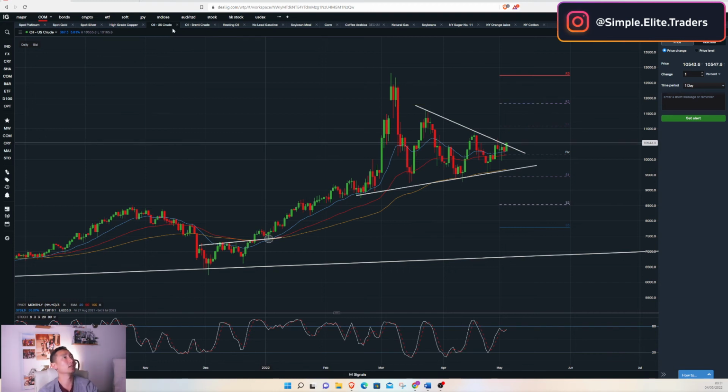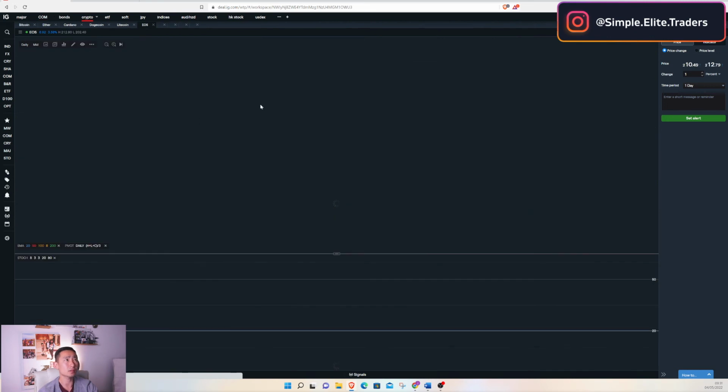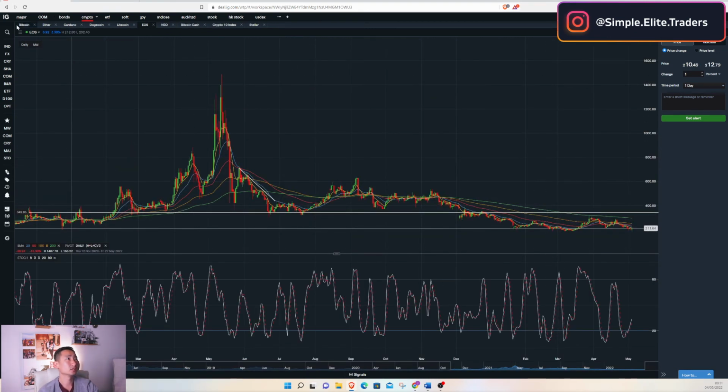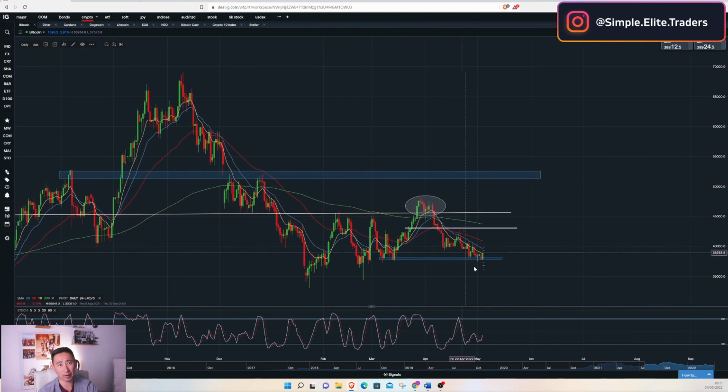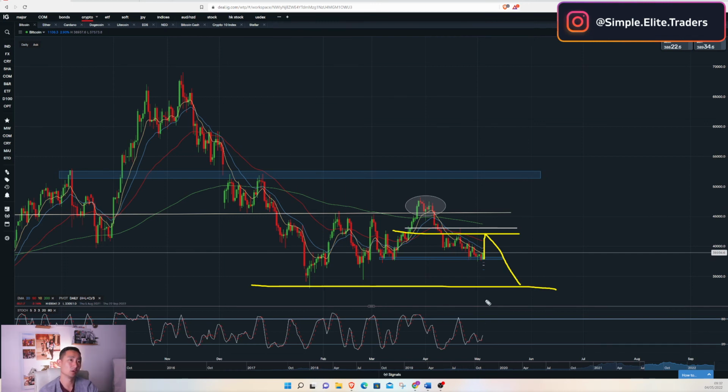The last part is crypto. Let's go to Bitcoin quickly. We are trying to break and trying to fight back. So I think if indices fight back, we could see a pop higher, but still under 45. I'd like to be a seller of Bitcoin. All right, at least back to around this 30, low 30 area first, and then we'll see how that goes. Will it break? It may not. Let's see. But definitely on my list to short anyway.